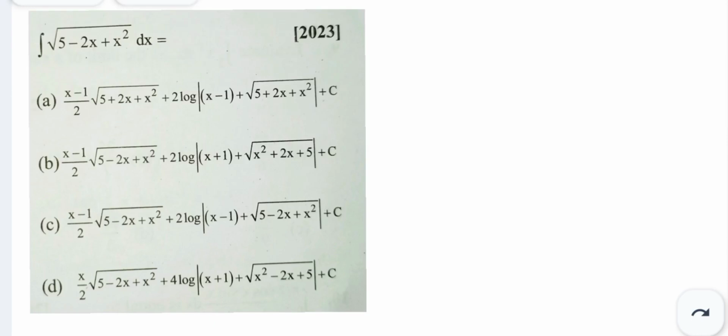Hello students, in this video we are going to discuss this question. We have to find the integration of root over 5 minus 2x plus x square dx, and the options are given like this. By seeing the options you can get a hint that the x minus 1 term is there, and this type of form is there.